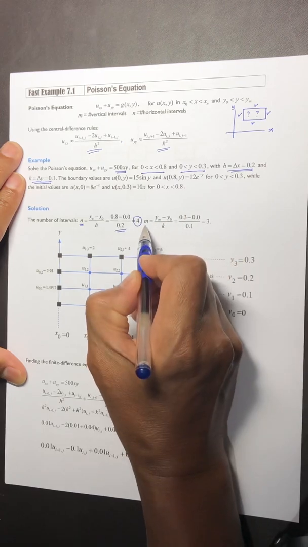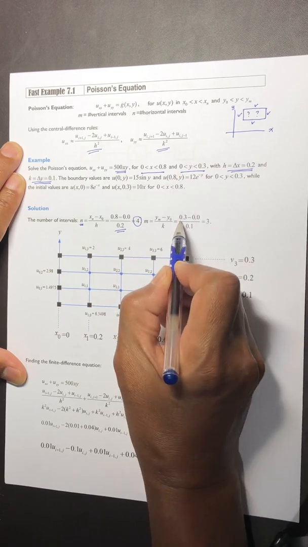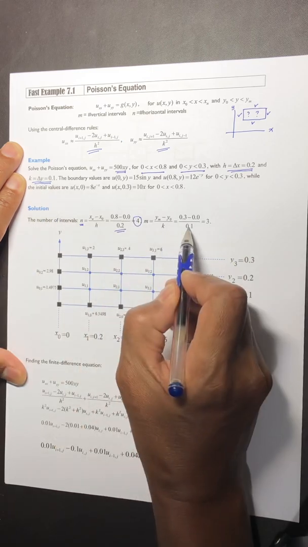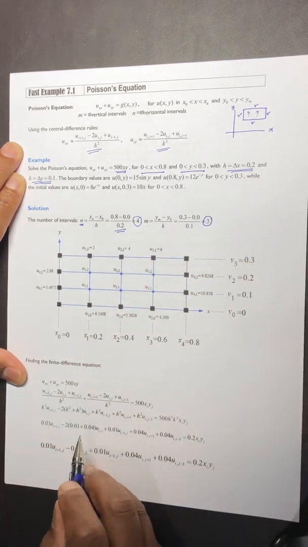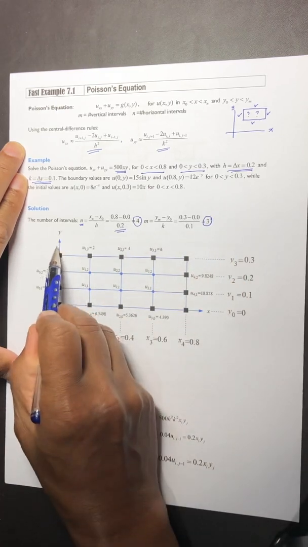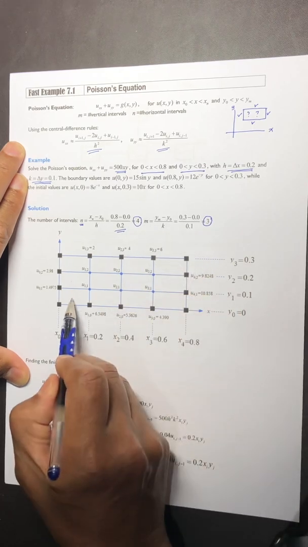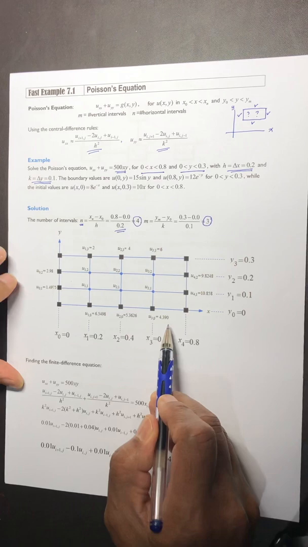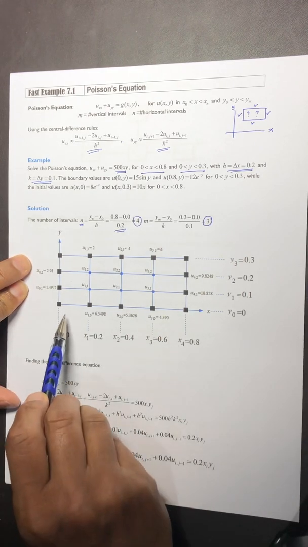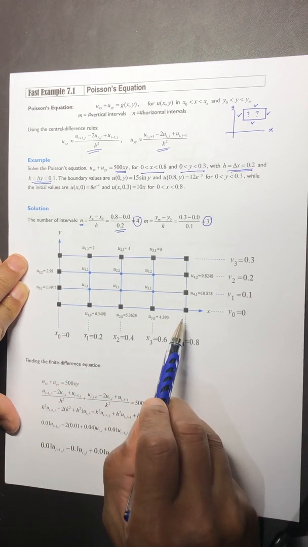Similarly, m is the last y minus the first y, 0.3 minus 0, over the width, which is 0.1. So we get 3. So m is 3. With n being 4, we can draw 1, 2, 3, 4, and then m is 3, so 1, 2, 3. This is the diagram that we are supposed to get. This is the first step in solving the problem. You should be able to draw the diagram correctly like this. If you draw wrongly, the whole thing will be wrong.